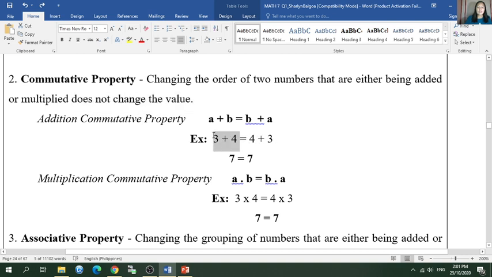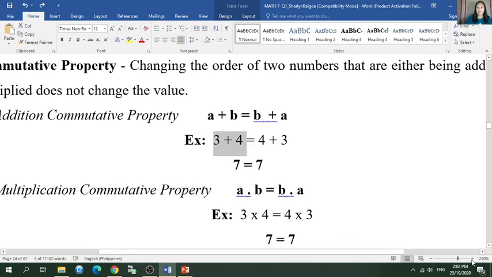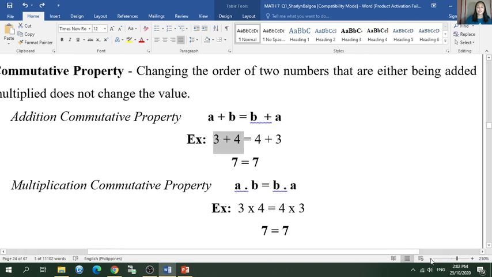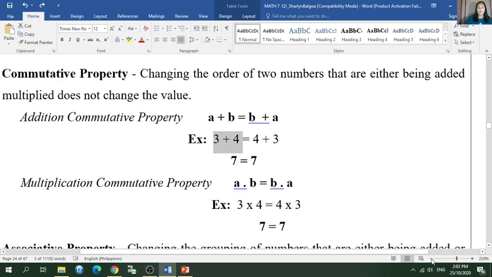So in the first, okay, this is our equal sign. On the left of equal sign, we have 3 plus 4. We all know that 3 plus 4 is 7. Okay, if you will interchange the arrangement or the order, okay, order means arrangement. Okay, 4 plus 3 is also 7. So that is addition commutative property.